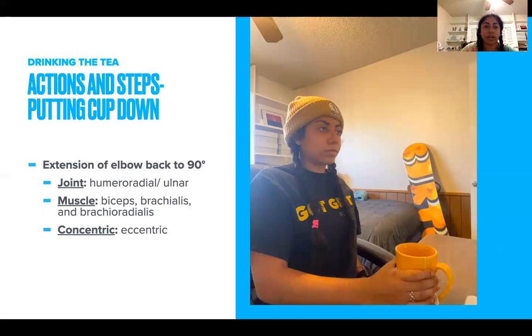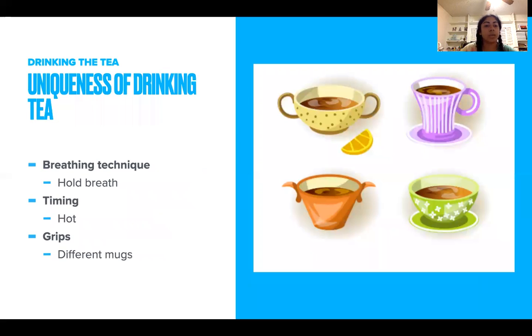All right, so now that we talked about the action steps, we're going to be talking about the uniqueness of drinking tea. So, when I drink tea, I notice that I inhale, hold my breath, and take a sip of my tea. I found it difficult to swallow my tea when I exhale, hold my breath, and drink the tea. Moreover, if you do not time drinking tea right, then you could choke on the fluids.